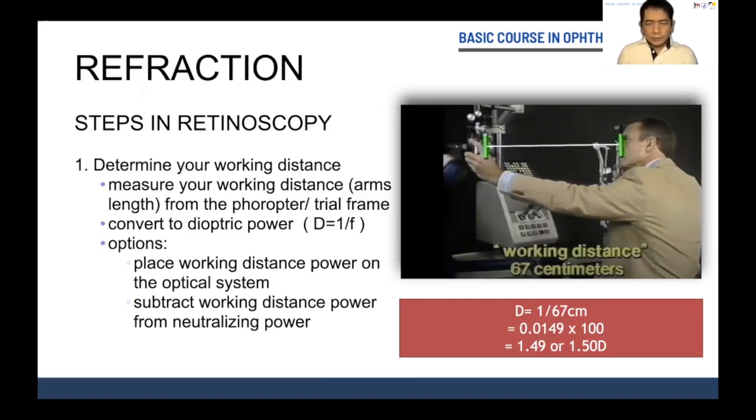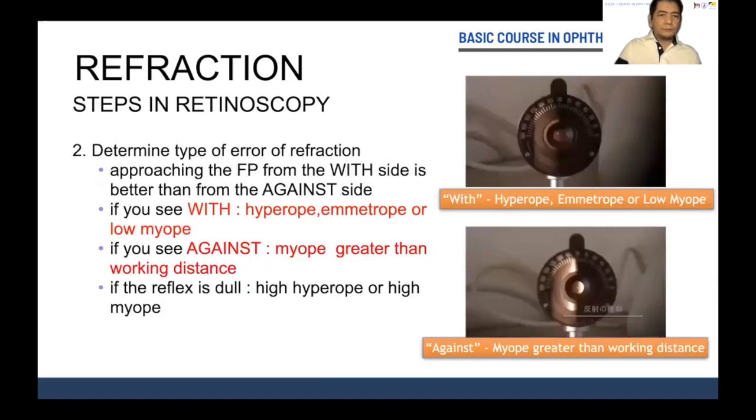That will give you 0.0149, multiplied by 100 because it should be in meters. Now that will give you 1.49, rounded up to 1.5 diopter. So that is the dioptric power of your working distance. Again, on average, working distance is almost always 1.5 diopter. If you have a shorter arm's length, you compute for the exact amount of your working distance.